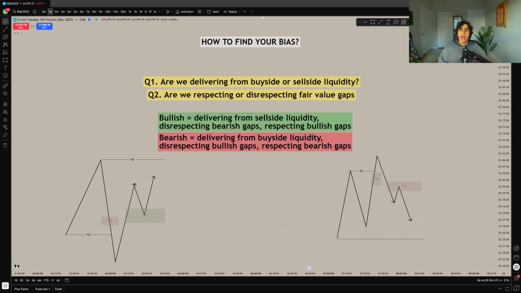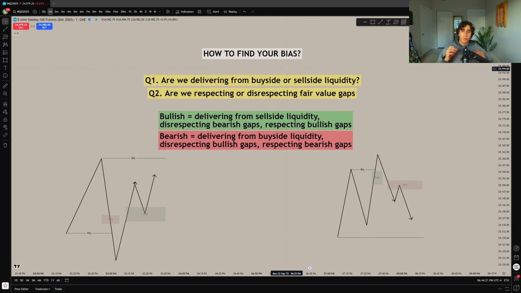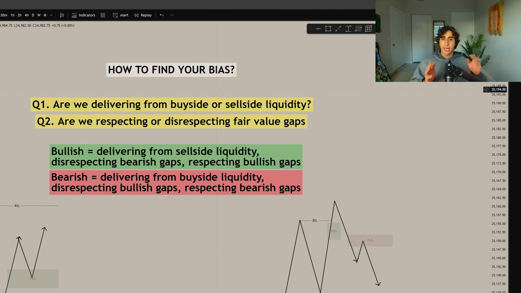And this first step alone, actually finding your higher time frame bias, filters out so many of the low quality setups that I see with this model. But what I'm about to show you next is what actually sets up your high probability entry. So let's get into it.